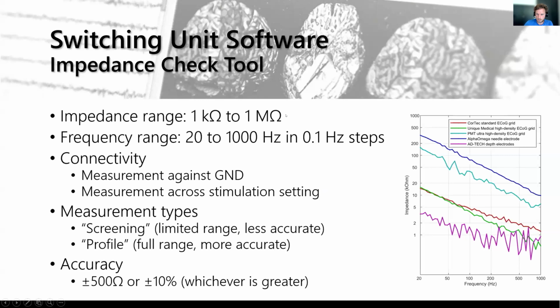So you can measure depth electrodes, which traditionally have very low impedances because they have a large surface compared to maybe needle electrodes. Here you can see the blue curve is a needle electrode. They have a very small surface, so the impedance is very high. So this makes it necessary to have a rather large range for the impedance to be measured. And the frequency you can sweep from 20 hertz to 1 kilohertz.